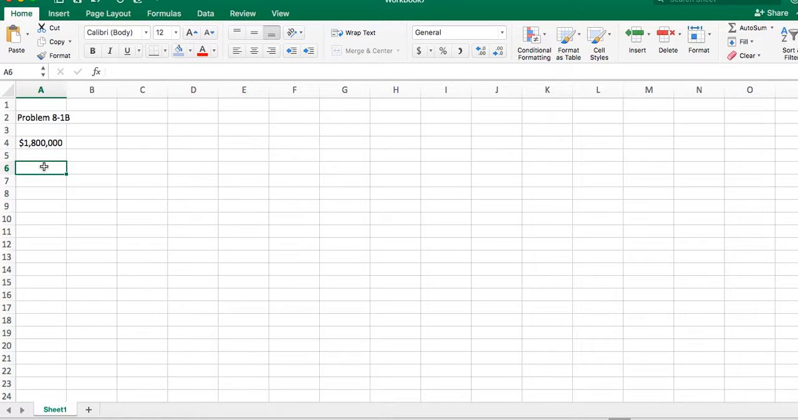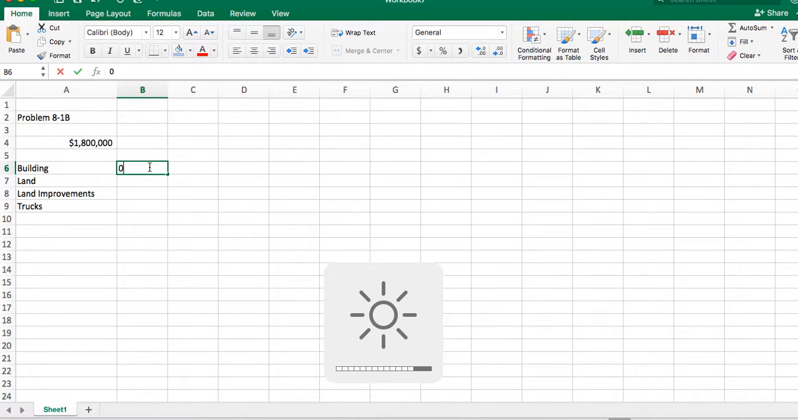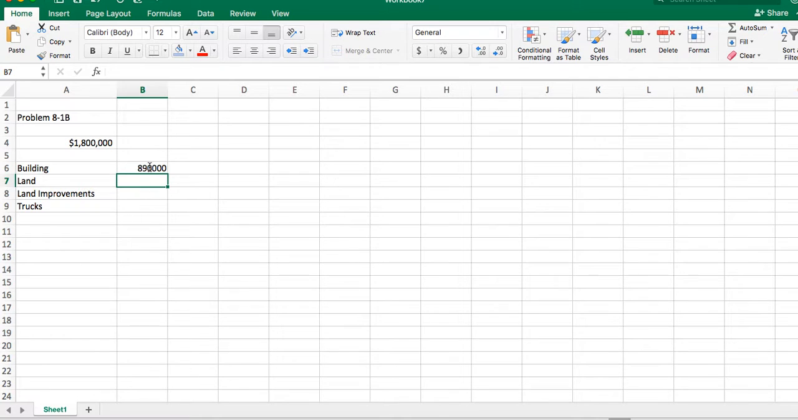to the assets. And so if we look at the different assets, the building, the land improvements, and the trucks, if we add all of that up and it happens to equal 1.8 million, then it's real easy. But typically that's not what happens. So the first one is the building, 890,000. The land is 427,200. The land improvements, 249,200, and the 5 trucks, 213,600.